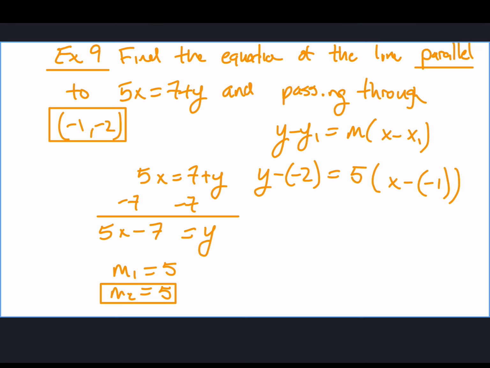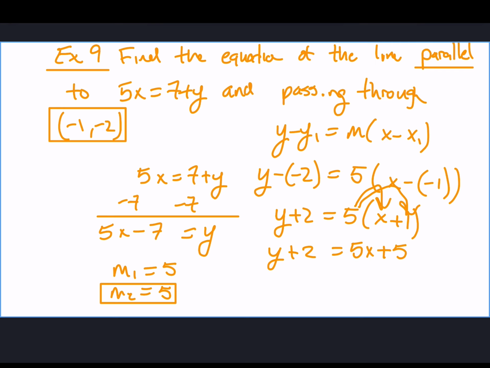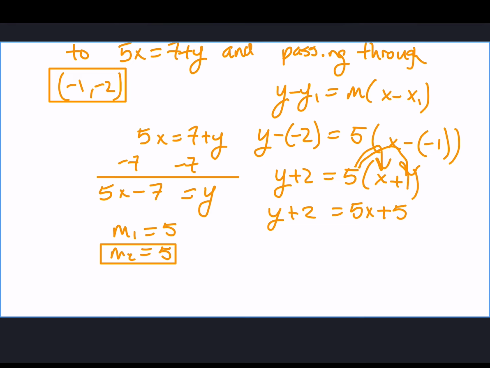So that's y plus 2, right, on the left-hand side? And that's equal to 5 times the quantity x plus 1. Now what do we do? Distribute, and we get 5 times x, which is 5x, and 5 times 1, plus 5. And then to get it in slope-intercept form, what do we do? Subtract 2 from both sides. And what do we get? 5x plus 3.